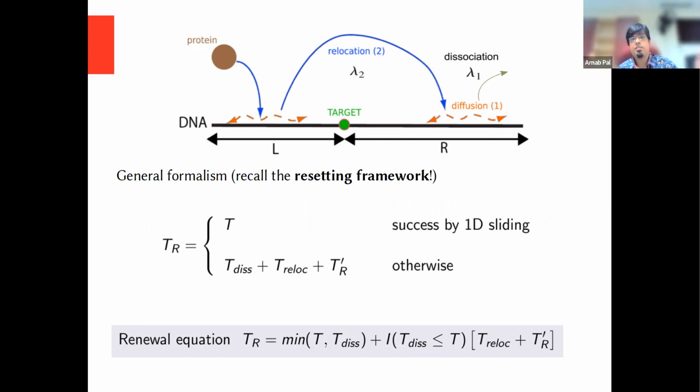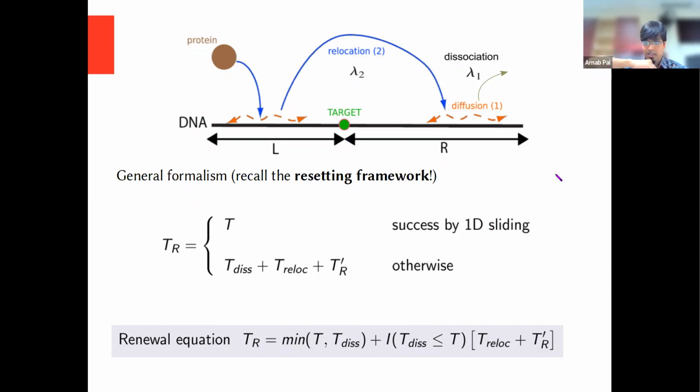So what is happening? I'm just considering a DNA molecule, a simplistic version of it. A protein comes and binds to an arbitrary point. And let's say that it does this one-dimensional diffusion where the target is over here. It tries to find it. So let's say that it finds it. So there is a success by one-dimensional sliding. So I can just write the completion time as this, conditionally.